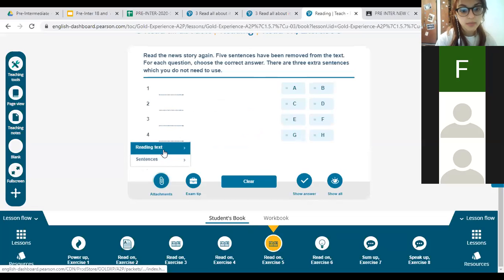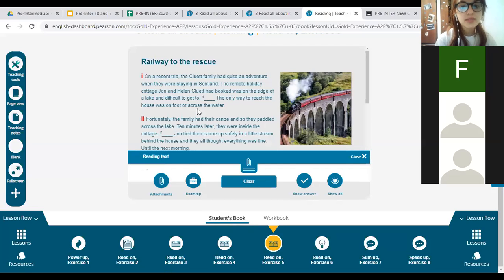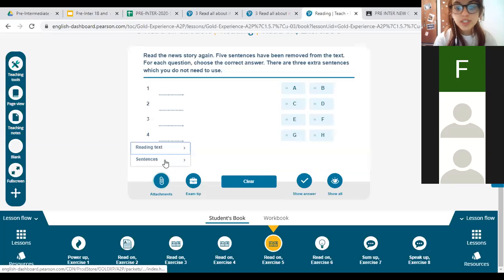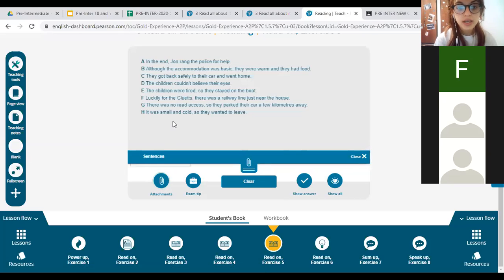So let's see. This is the first paragraph. This one was about introducing not the characters, but the family and the place. And we say that the remote holiday cottage was on the edge of a lake and difficult to get to. The only way to reach the house was on foot or across the water. So let's see. Which sentence do you think can match this gap?